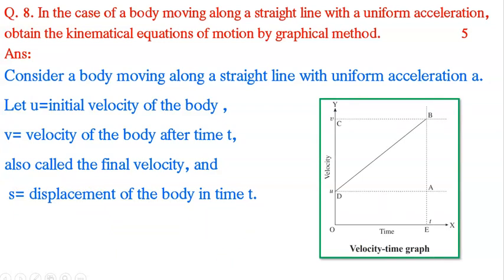Now see this figure here. This is the initial velocity u. After time t, its final velocity is v, and it acquires the position B here.